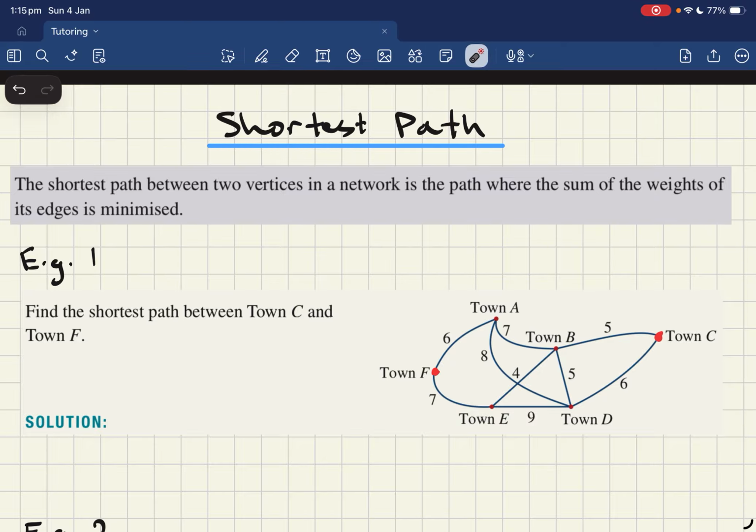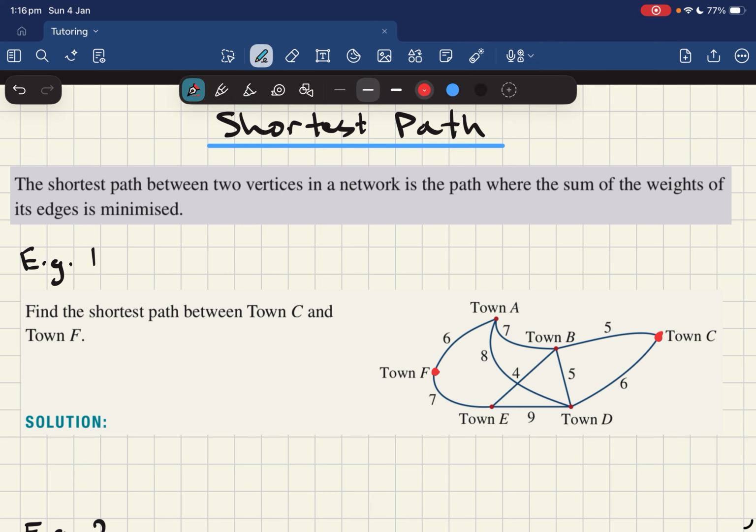So to get from town C, working my way down here, if I went 5 and 4, that already adds up to 9, which is significantly shorter than this path that I had here. So I'm going to draw this in. I'm going to go C, B, E. And from here, if I'd stopped at B and tried to go up to A, then to F, that would have been 7 plus 6. But here we have 4 plus 7. So this is going to be belonging to our shortest path.